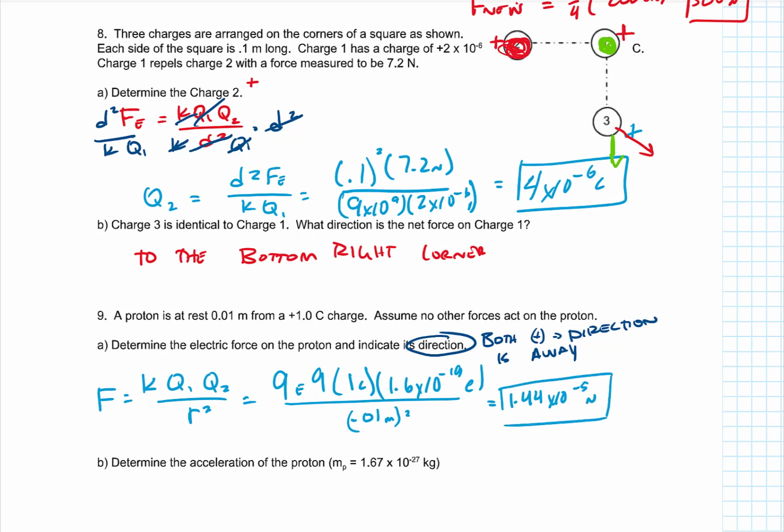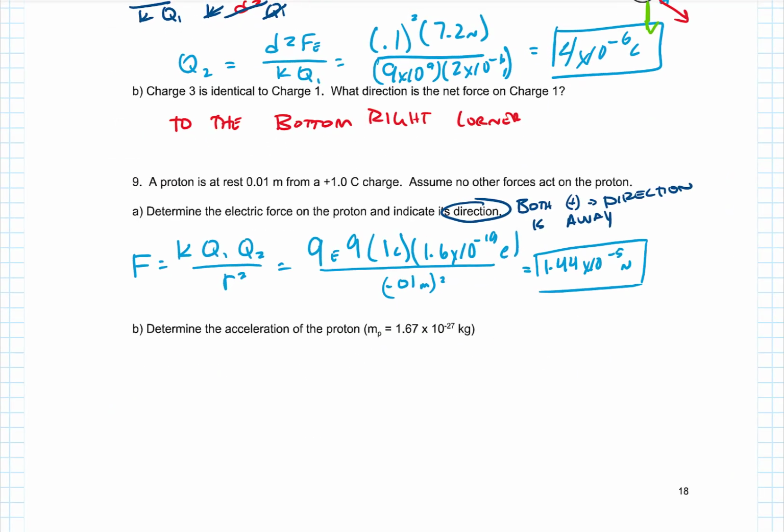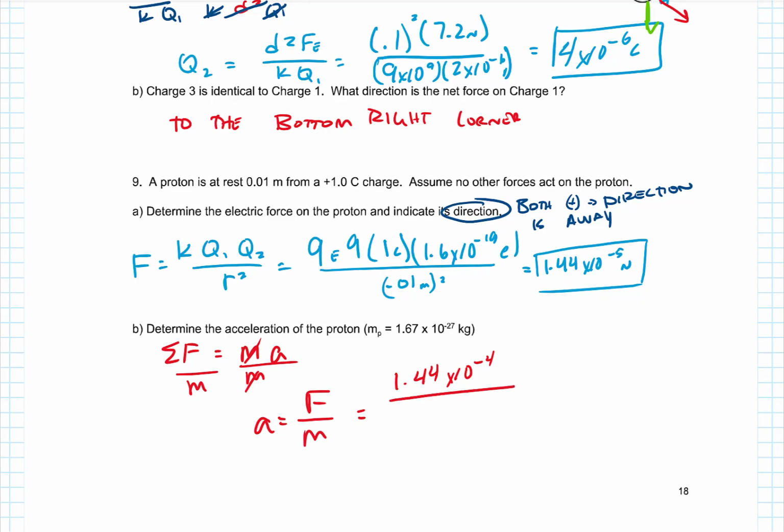All right, determine the acceleration of the proton. Well, I know for the proton that net force is mass times acceleration. So if I want the acceleration, I'm going to divide both sides by the mass. So that acceleration is the force on the proton divided by the mass of the proton. Well, we found the force, 1.44 times 10 to the negative 4th newtons, and we're going to divide that by the mass of 1.67 times 10 to the negative 27th kilograms.